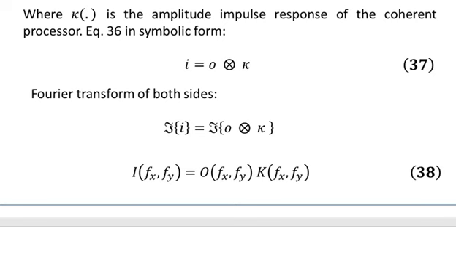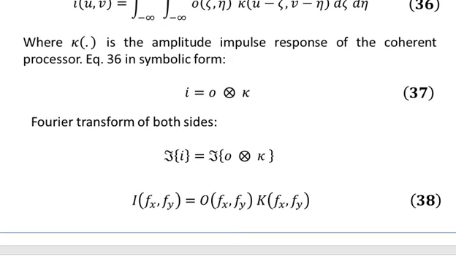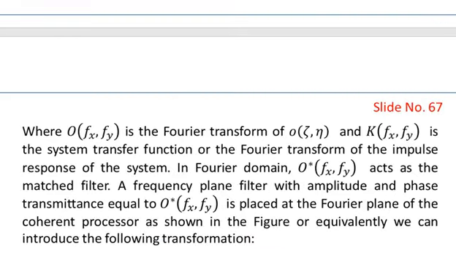So this is the equation in the frequency variables. That is, the image spectrum, capital I, is related to the object spectrum, capital O, multiplied by the transfer function, capital K, of the imaging system. And you know that all these are in the frequency variables fx, fy, as given in equation number 38. So this is the fundamental equation, and you know that if we place the filter that we have previously called the frequency plane filter, it will be placed here. So at what position? Let's see.